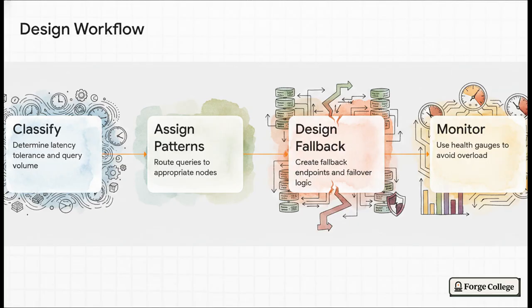Step 1. Classify your requirements. What's your exact latency tolerance? What's your query volume? Step 2. Assign patterns to roles. Route them based on actual storage and compute availability. Step 3. Design discovery and fallback. Make sure your client knows exactly what to do if an endpoint just goes dark. And Step 4. Instrument and monitor. Seriously, use those pressure gauges so you avoid sending heavy requests to an already overloaded node.